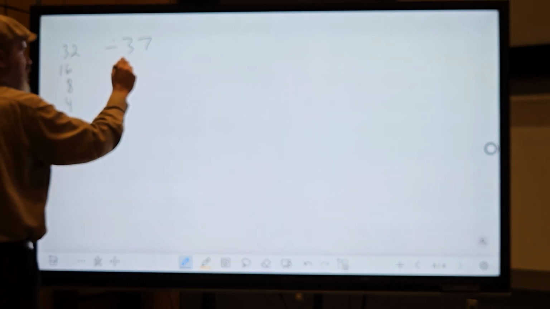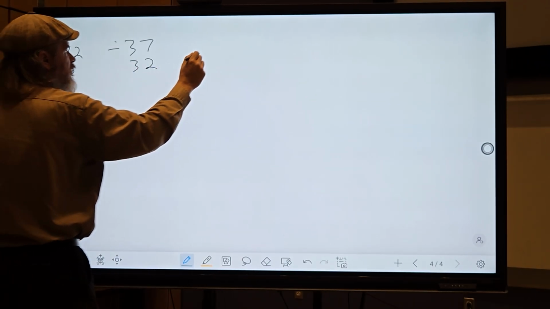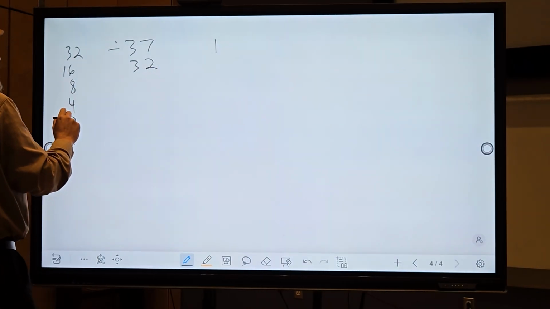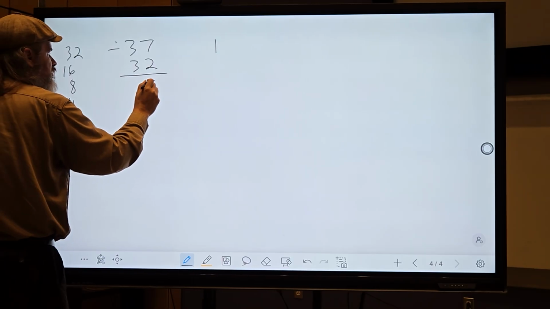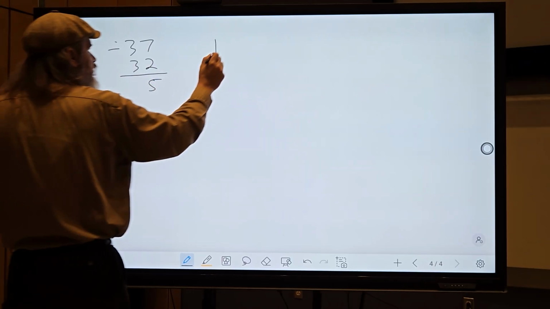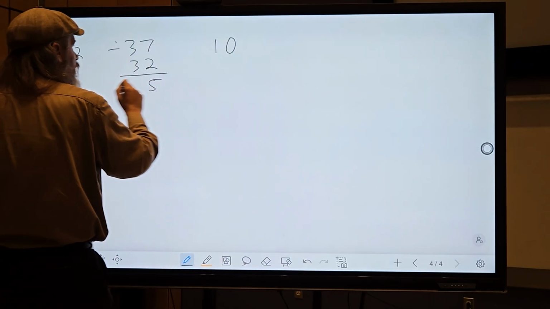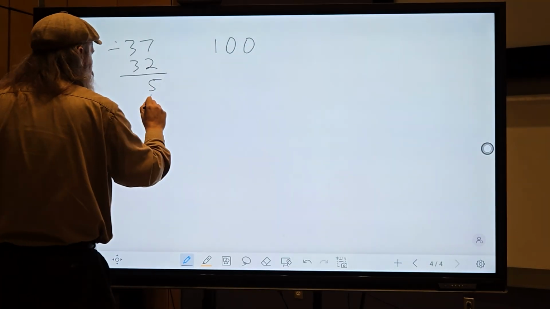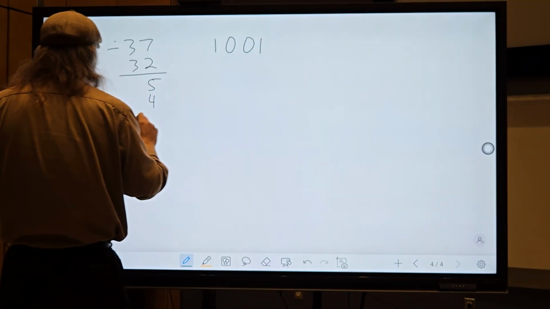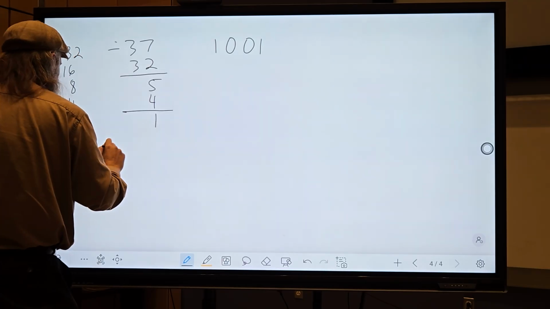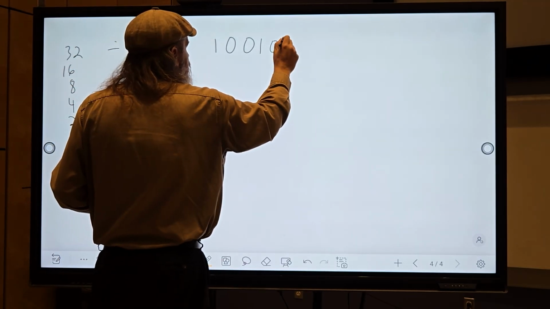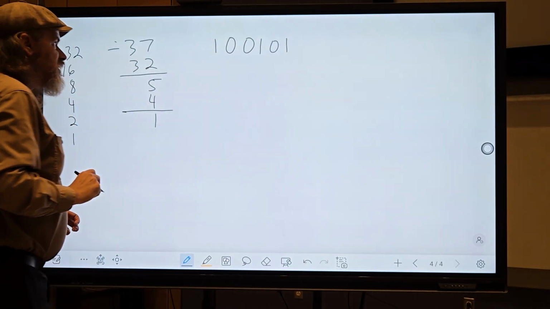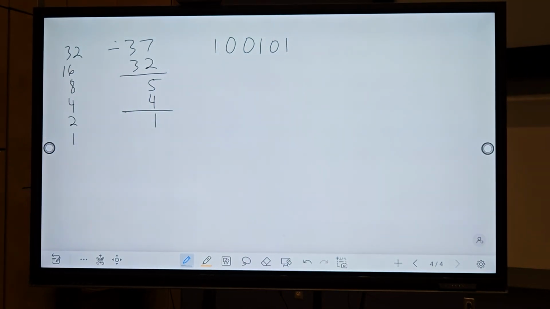32 will go into 37. So you put 1 there. Leaves you with 5. No 16s. No 8s. But a 4 will go in there. Leaves you with 1, so no 2s, but there's a 1. Now you convert it to a negative number using 2's complement, which we learned last time.